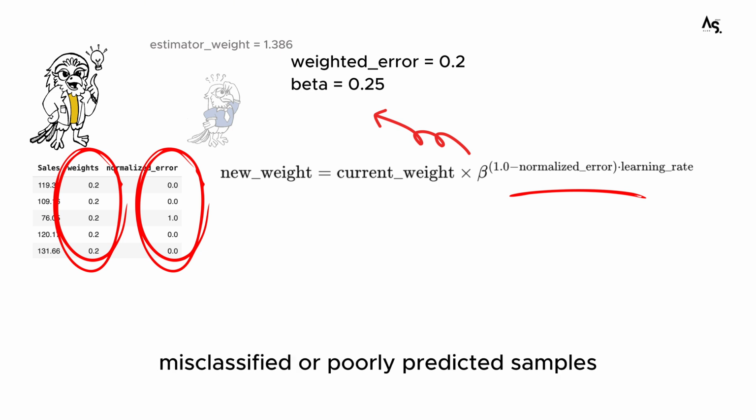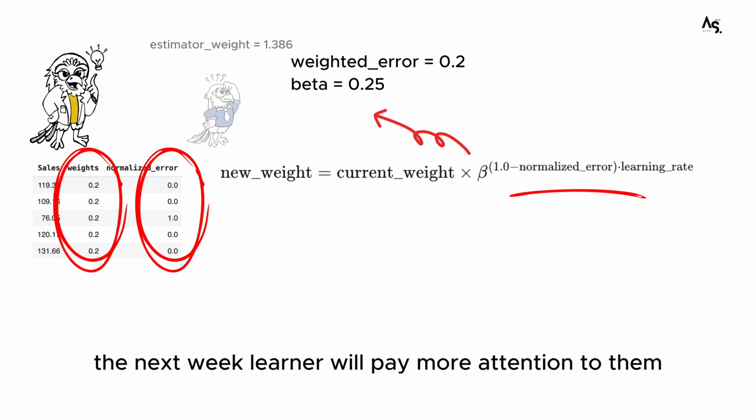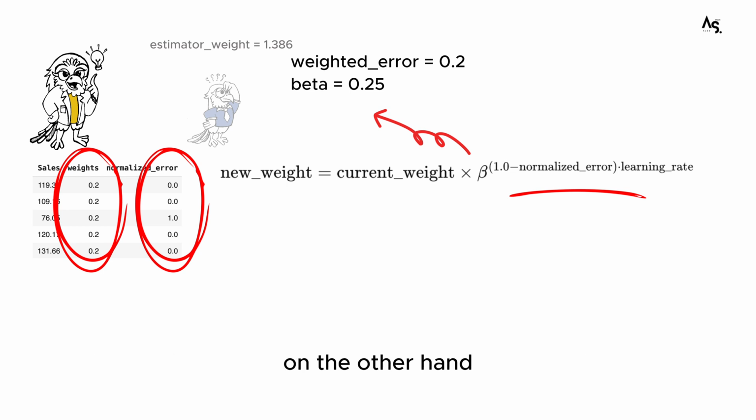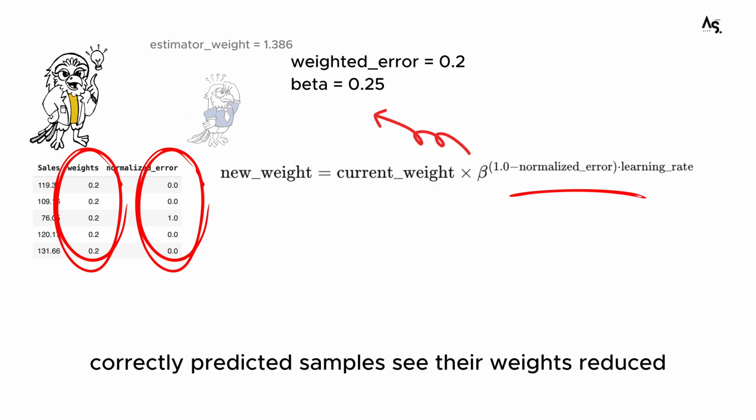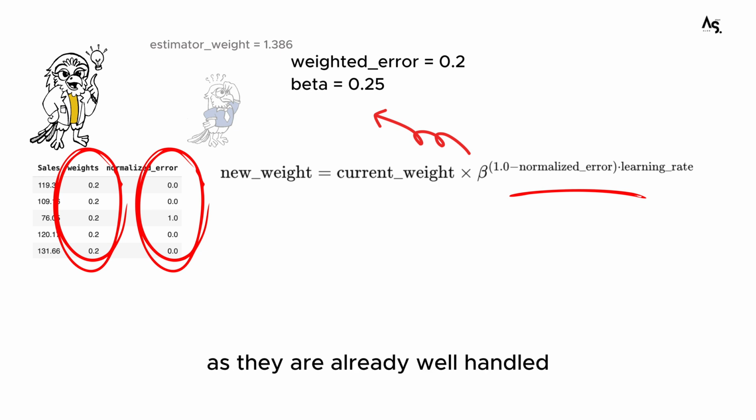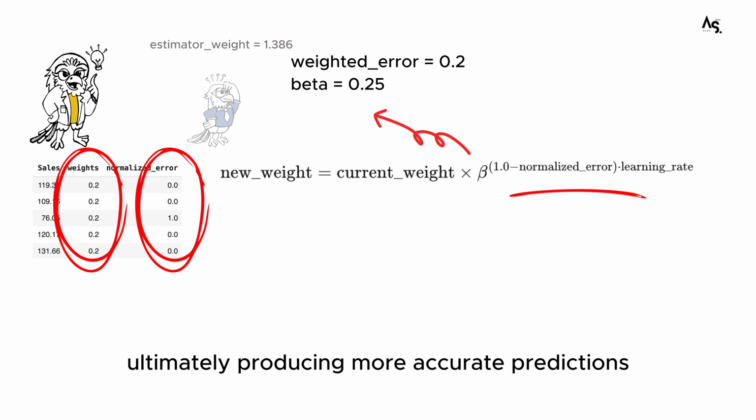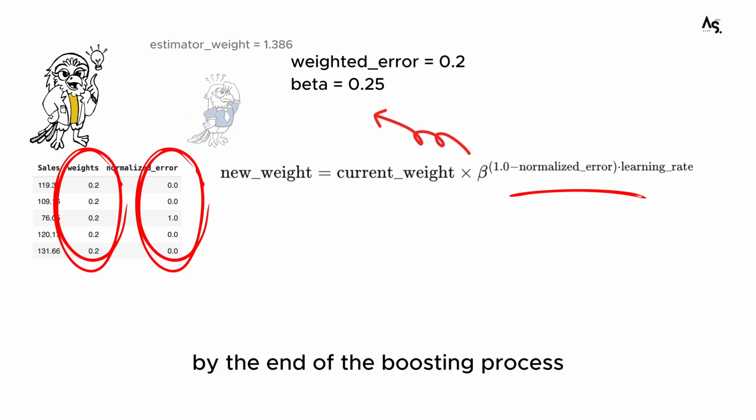Misclassified or poorly predicted samples have their weights increased, meaning the next weak learner will pay more attention to them. On the other hand, correctly predicted samples see their weights reduced, as they are already well handled. This iterative process helps the regressor build a strong model by addressing weaknesses in each step, ultimately producing more accurate predictions by the end of the boosting process.